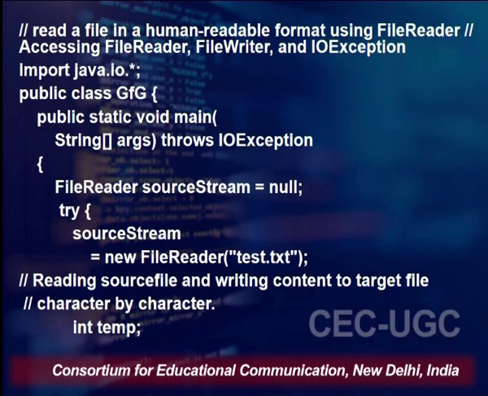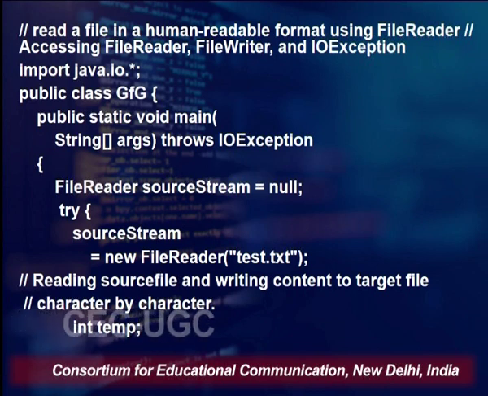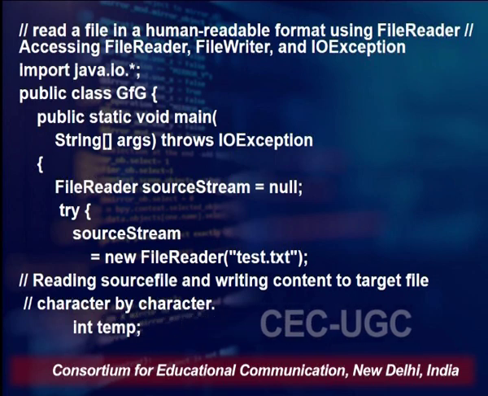So, again here we have import java.io.*, and then we have a public class in which we have written our main function, public static void main, throws IOException. Then we start by making an object of the class FileReader, and that object is named here as sourceStream. As of now, we have not attached it to any file, which is why it is assigned as null.